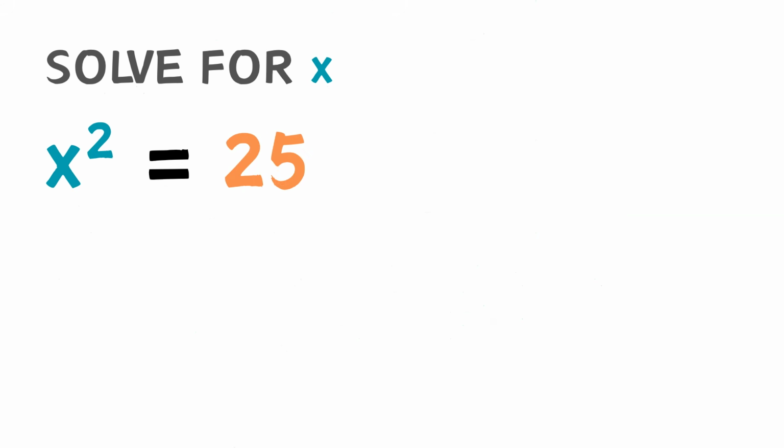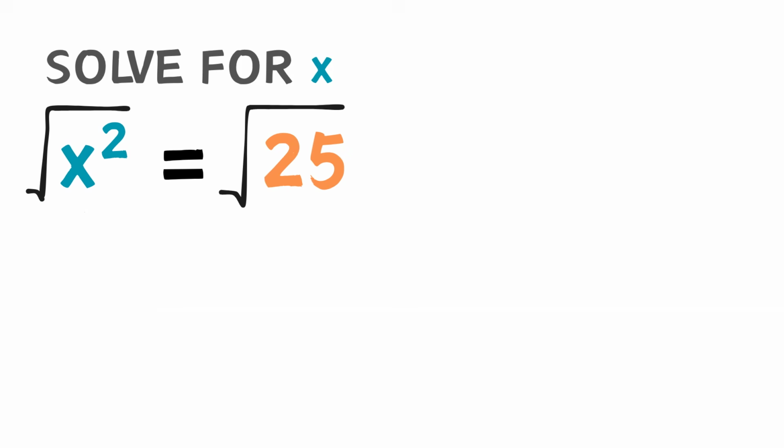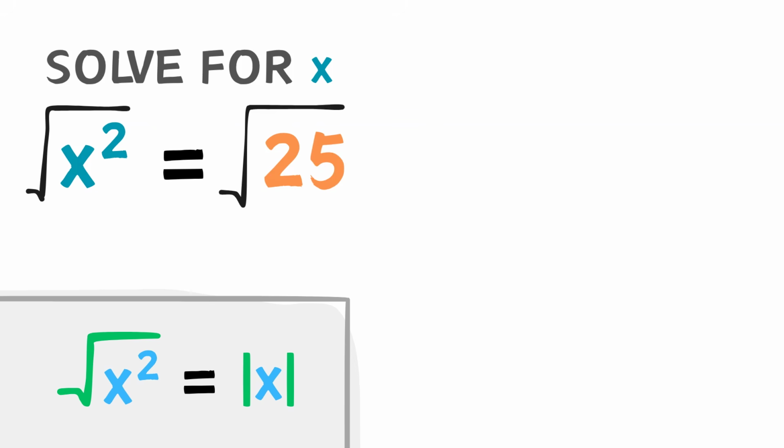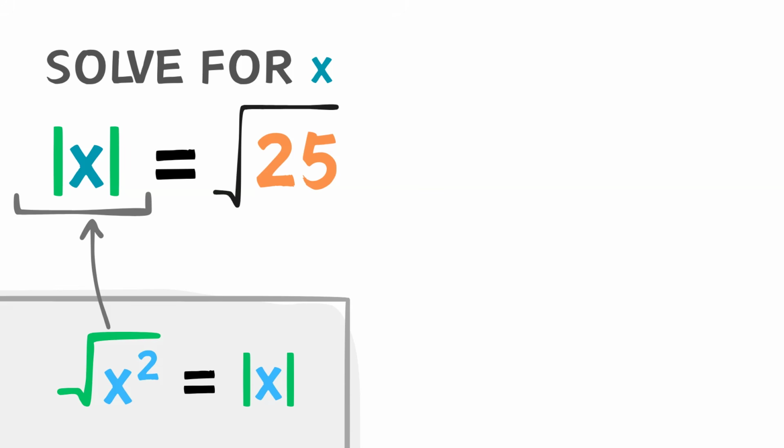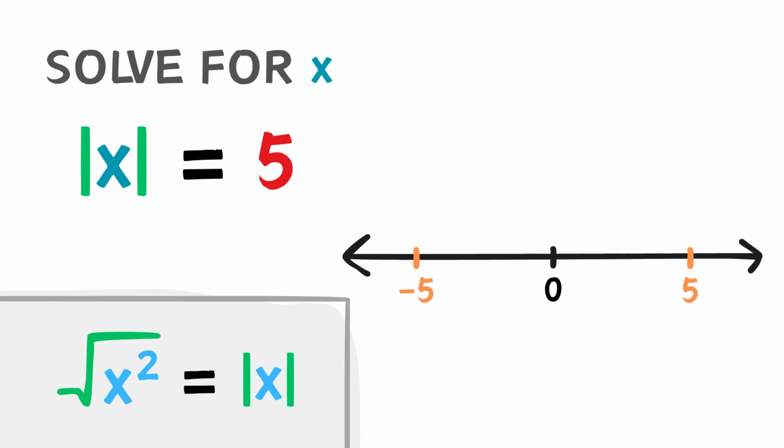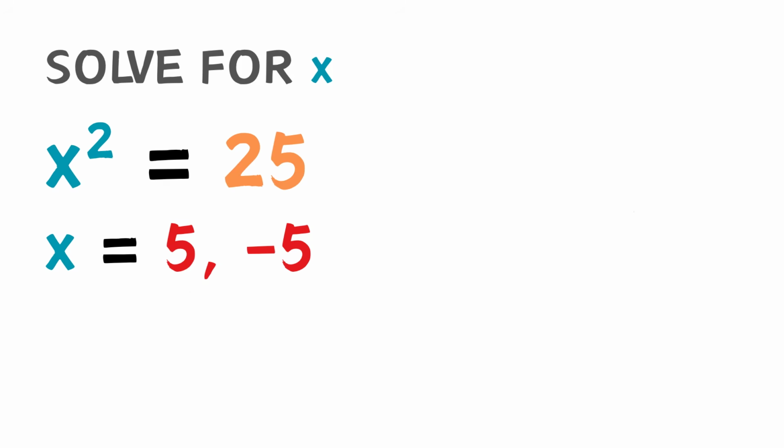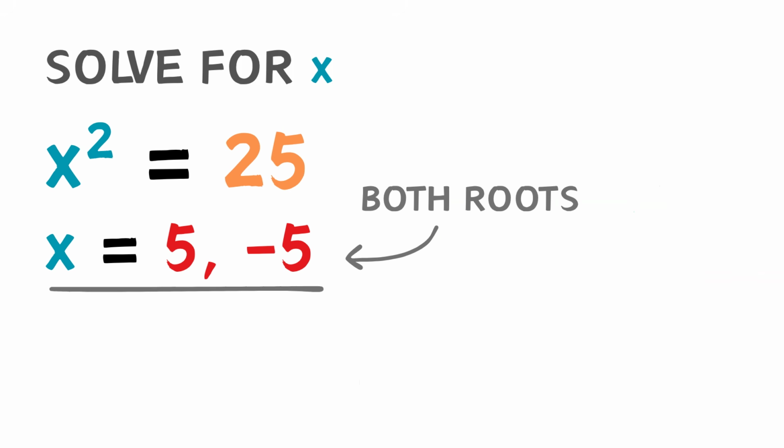Sometimes, when solving equations like quadratics, we need to take both roots. To isolate x in this example, we take the square root of both sides. And using our definition of square roots earlier, we know that we are now finding the absolute value of x, which has 2 solutions, both the positive and the negative roots. So in a quadratic, we take both positive and negative square roots.